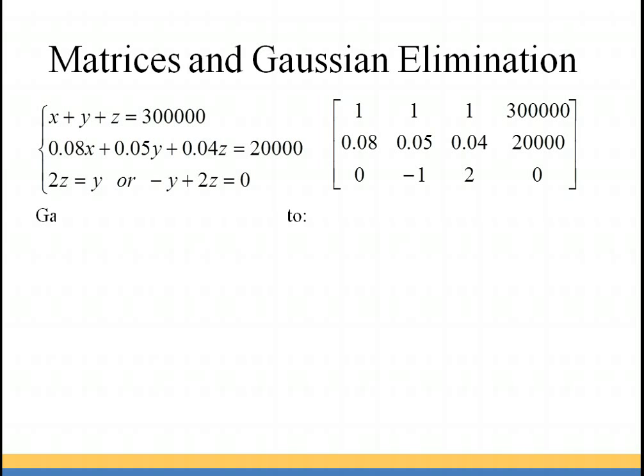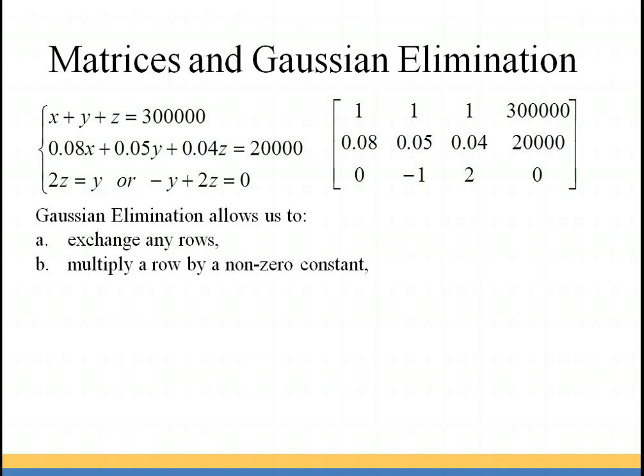Now, what we're going to use for this is Gaussian elimination. With Gaussian elimination, we can exchange any rows. We can multiply any row by a non-zero constant. Of course, if you multiplied it by 0, it would cancel out and wouldn't help us solve at all. But you can multiply it by any number other than 0.